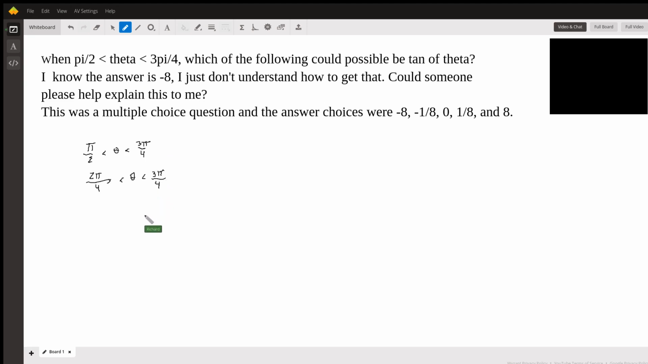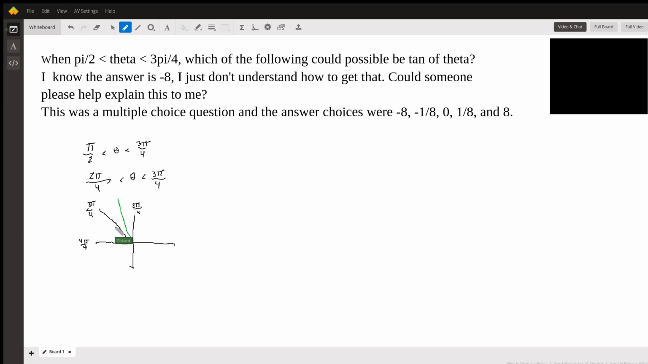Okay, so if we think about the unit circle, this is 2 pi over 4. And this up here is going to be 3 pi over 4. So the angle that we're interested in is between these, over 4. So this is our angle of interest right here, somewhere in here.